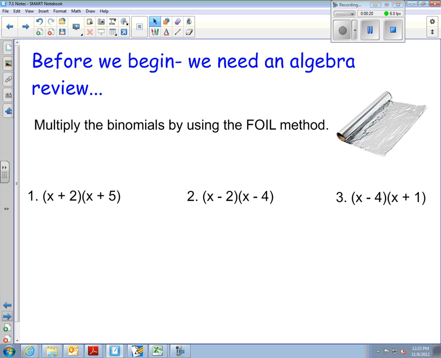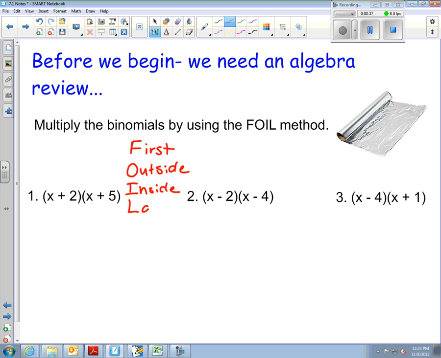So first let's try multiplying the binomials using the FOIL method. If you remember, FOIL stands for first, outside, inside, and last. All right, so our first two terms get multiplied, so that's going to give us x squared. Our second ones are going to be our outside terms, and that's going to give us 5x.